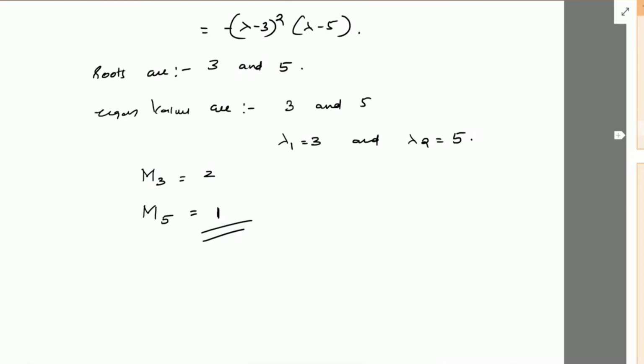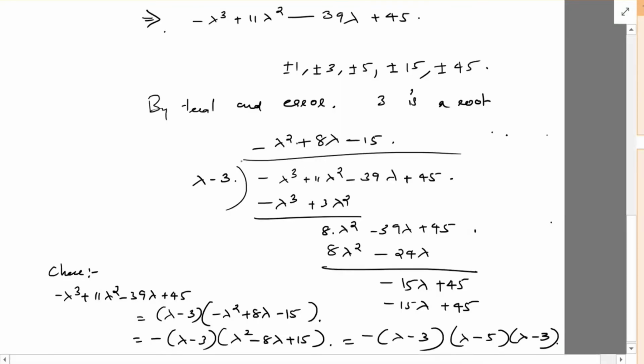Then we divide by lambda minus k. If k is a root, then we will divide it with lambda minus k. Here in this example 3 is a root, so we are dividing it with lambda minus 3. By dividing we will get a quadratic polynomial. We can factorize this quadratic polynomial very easily. So we can find all the roots of the characteristic polynomial, and those roots will be the eigenvalues of the given matrix. So we have discussed eigenvalues.